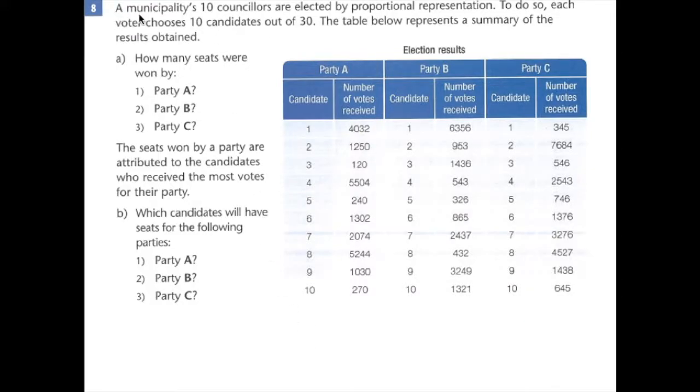Question number 8. A municipality's 10 councillors are elected by proportional representation. To do so, each voter chooses 10 candidates out of the 30. The table below represents a summary of the results obtained. How many seats were won by Party A?